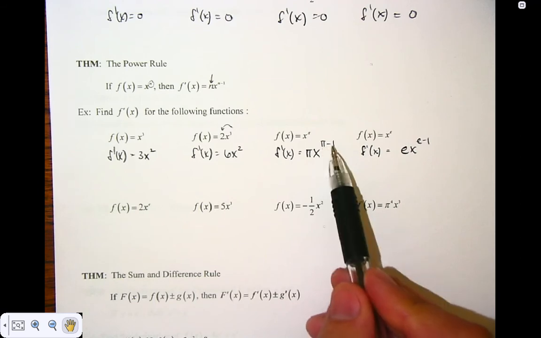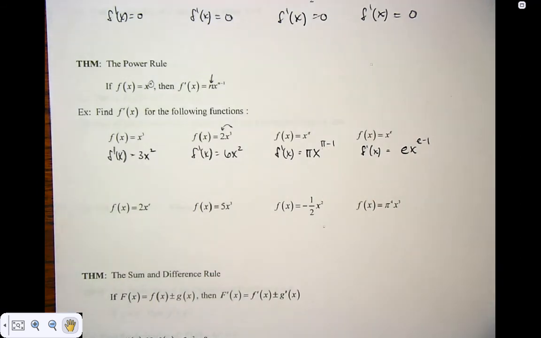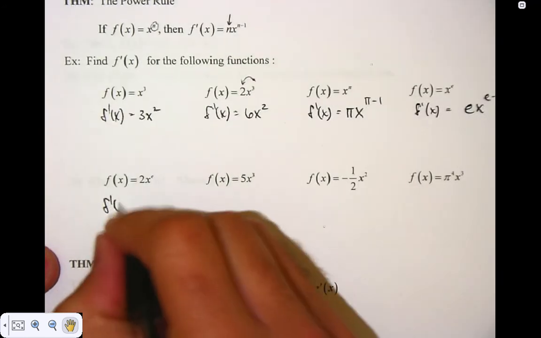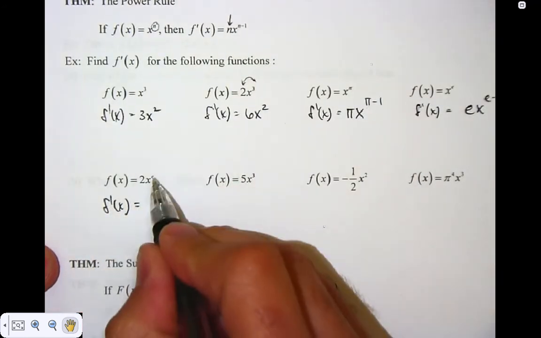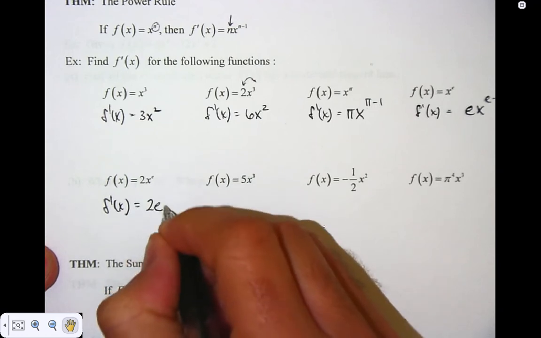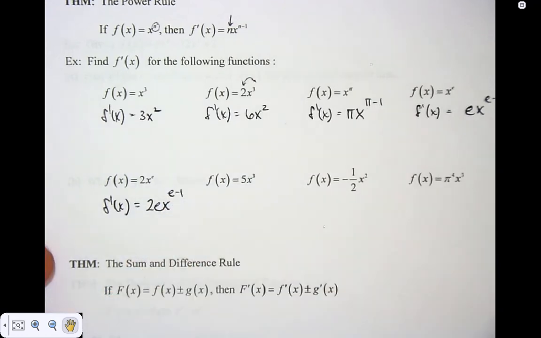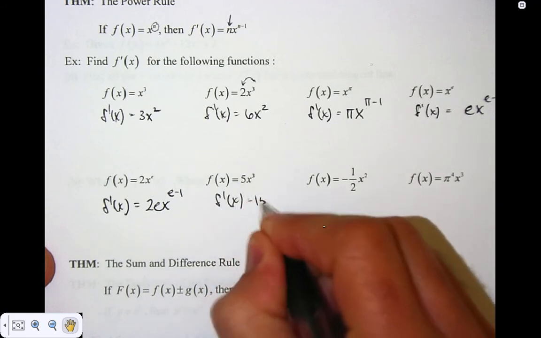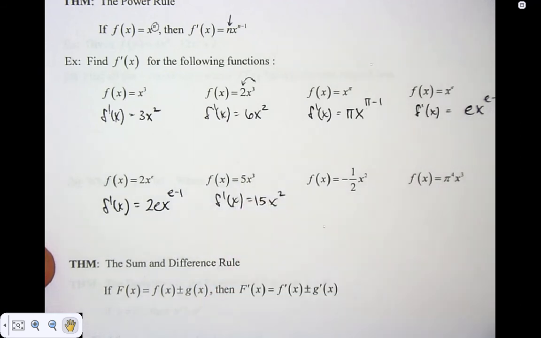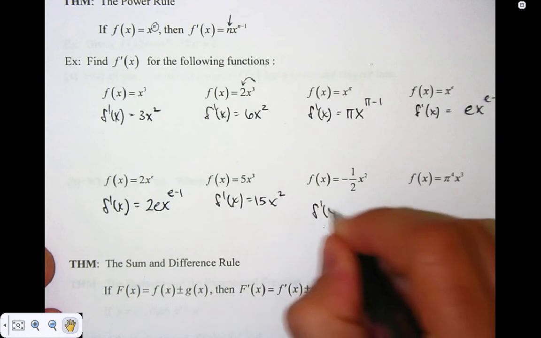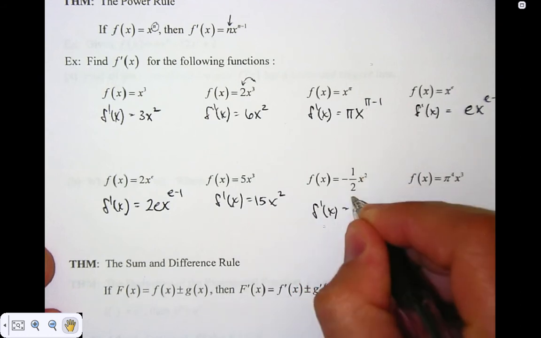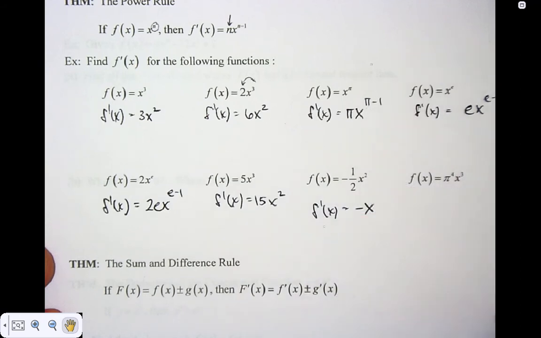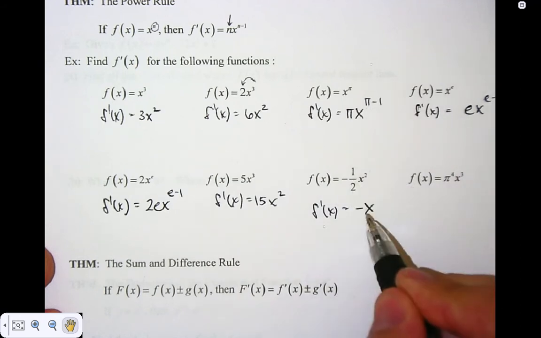So it's better to leave things in terms of pi. It's more exact. Okay, let's keep practicing here. F prime of x, you bring down your e times 2 would be 2e, x to the e minus 1, 1 smaller. Okay, here f prime, 15, x to 1 smaller. Here f prime, 2 times negative 1/2 would be negative 1, x to 1 smaller. Okay, so all of that simplifies to that.